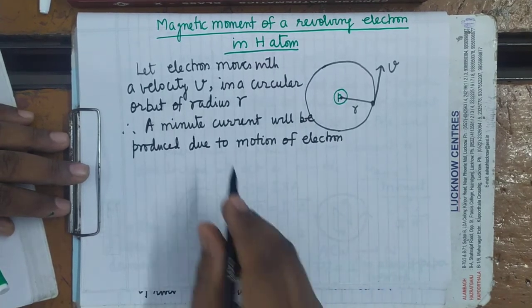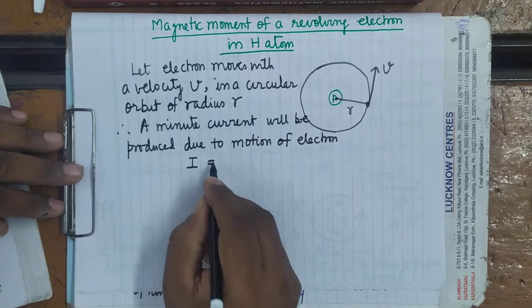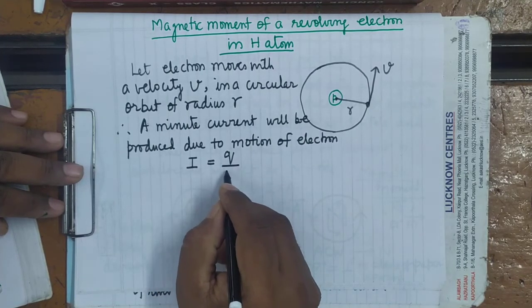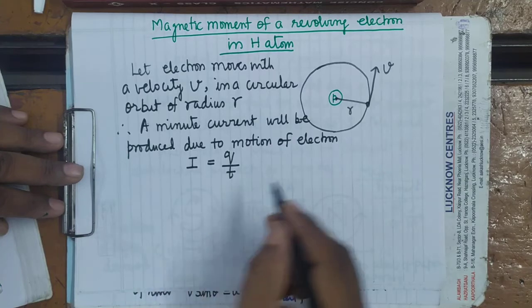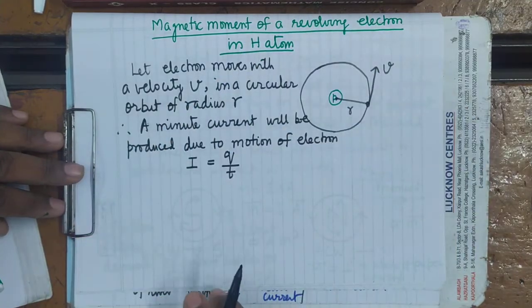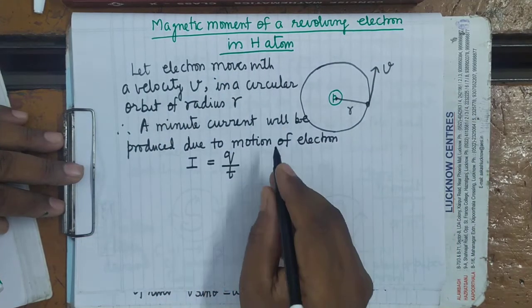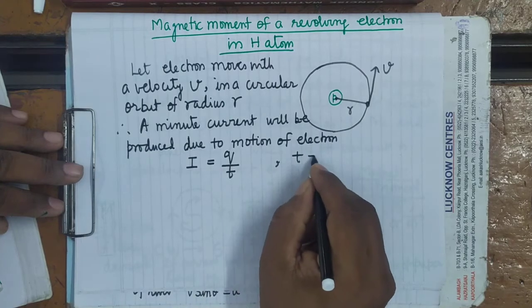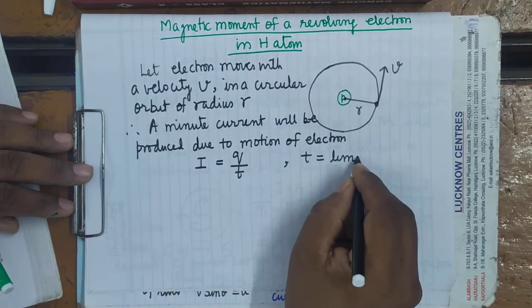As you know, the current produced is I equals Q upon T. Here T is the time in which it completes one rotation, the time taken to complete one rotation.